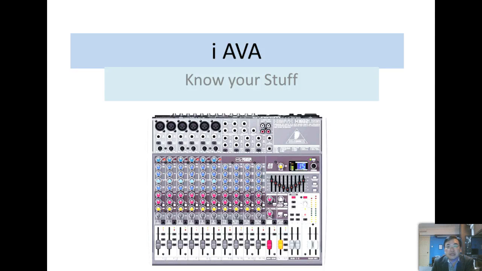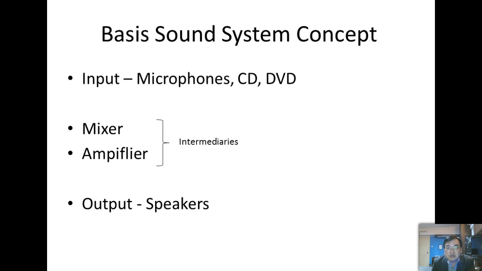We're going through the AVA system for our school. Basically, in any sound system we have three areas: the input area, the media which we are using, and the output area. Now over this part, that's what we call the intermediaries.